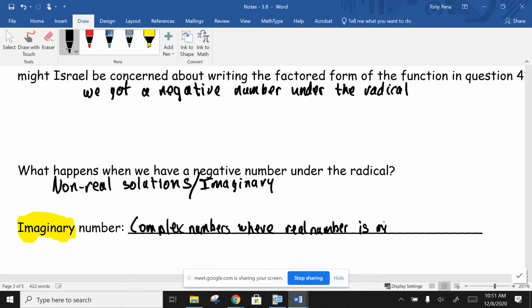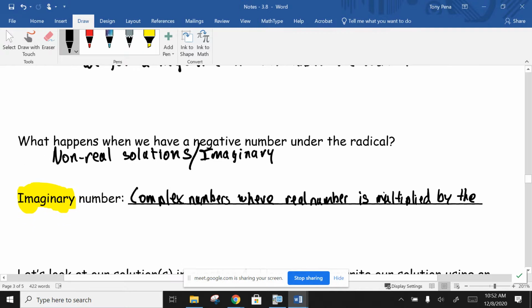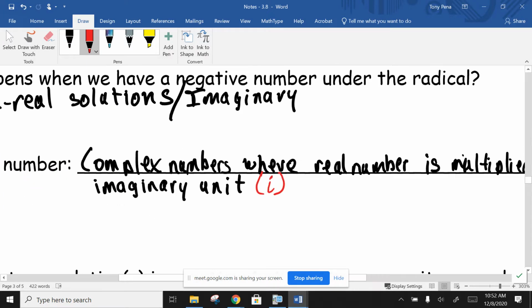and it's going to get multiplied by the, and then here's the big part, the imaginary unit. So whenever we talk about an imaginary number, the imaginary unit, and what that looks like is the letter I. Okay, it's a little small for those in here. Let me make that bigger. So the imaginary unit is the letter I.